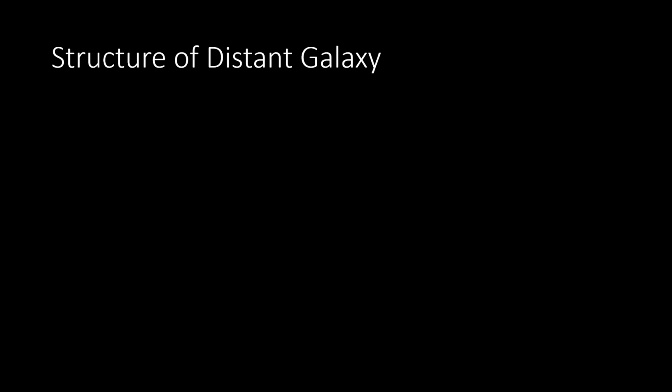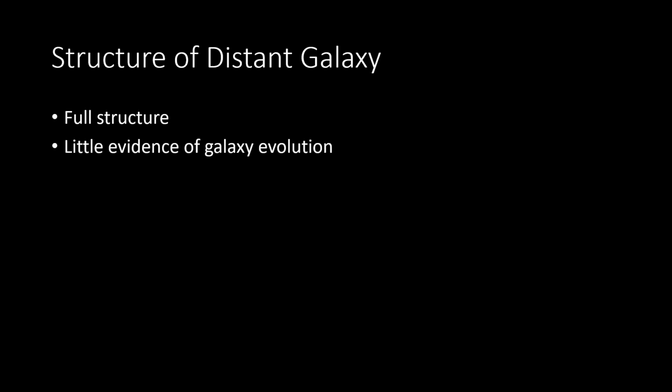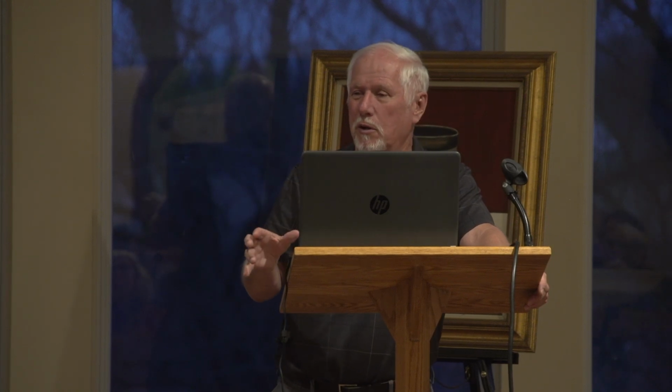Then there's the structure of distant galaxies. Not only are they forming too fast, but what kind of structure they have. Remember, they're supposed to form, and then that form changes or evolves over time. And what they're finding is that those distant galaxies appear to have full structure like galaxies nearby have. There's little evidence of galaxy structure evolution taking place. It seems like the most distant and hence the earliest galaxies in the universe are fully formed. They're not forming, they're fully formed.